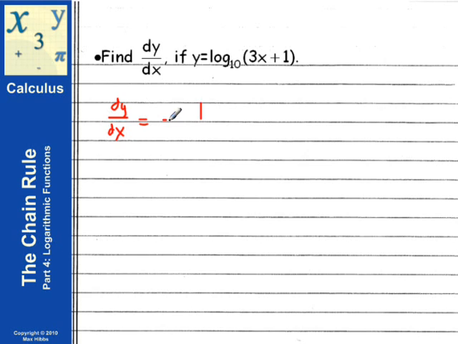It's 1 over the argument. Well, the argument's 3x plus 1. But in that denominator, that needs to be multiplied with the natural logarithm of the base in our logarithm here. So it's the natural logarithm of 10. And then we multiply that with the derivative of the argument. The derivative of 3x plus 1 is simply 3. And so we quickly rewrite, and we'll have 3 divided by 3x plus 1 times the natural log of 10.